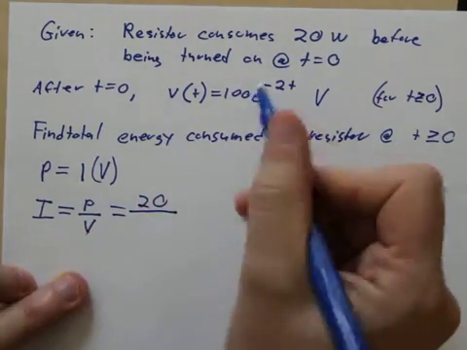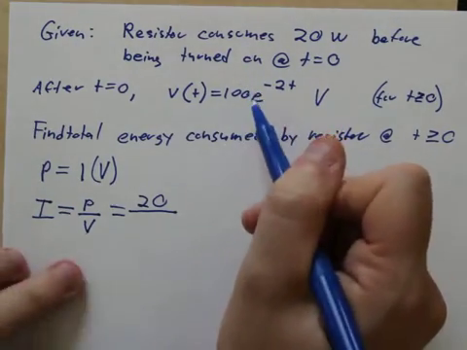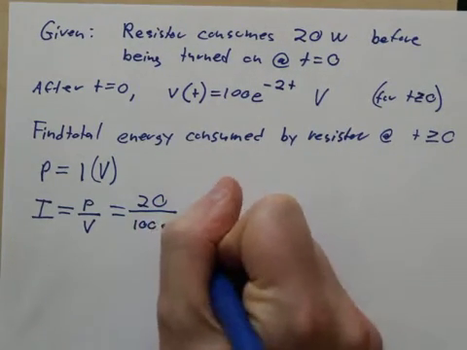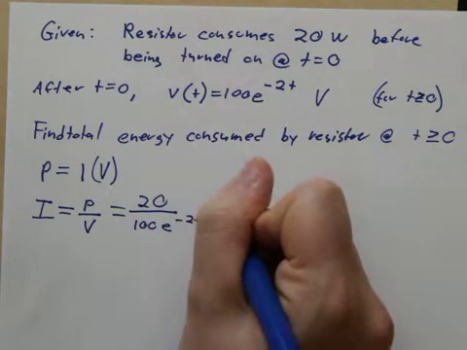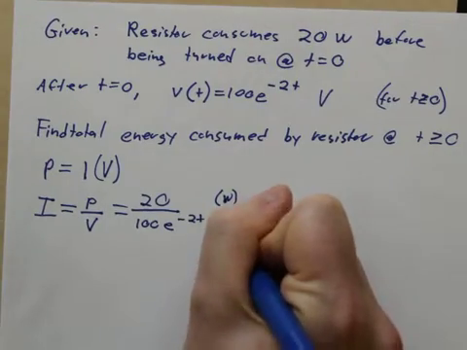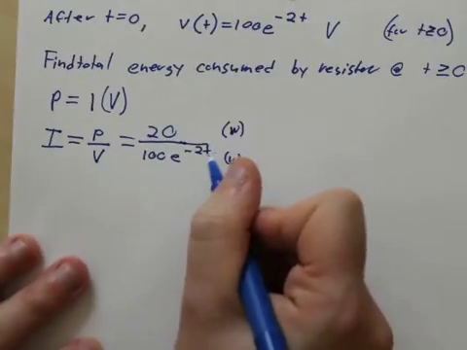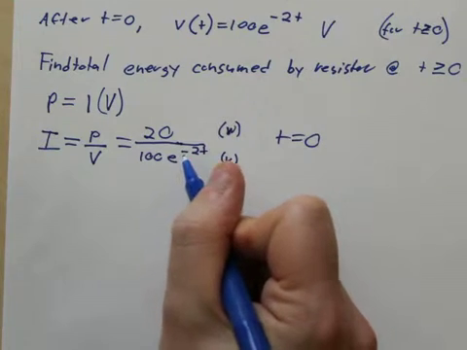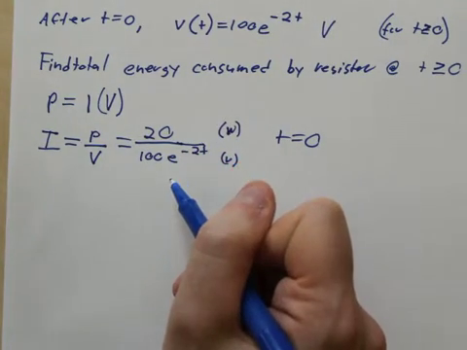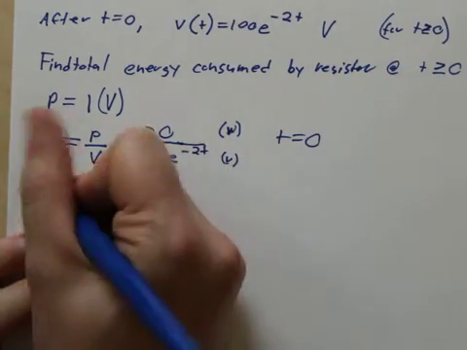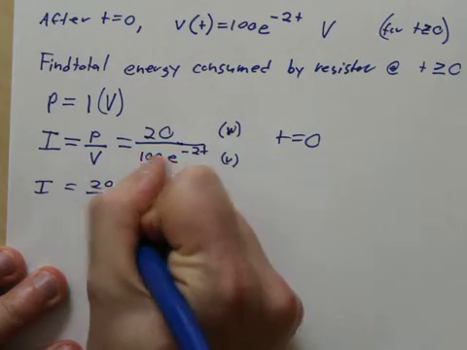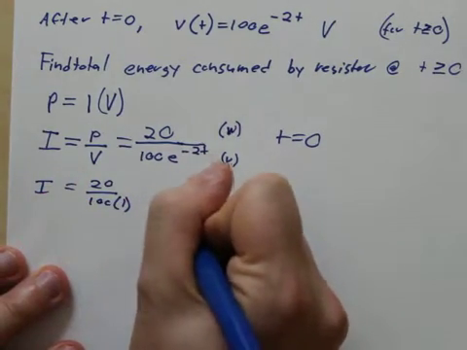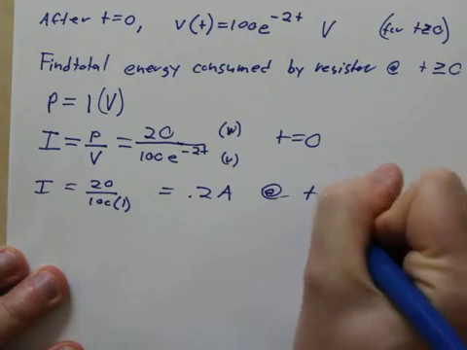And then for our voltage, we've got this interesting function. So we're going to plug this function in here, 100 e^(-2t). Remember, this one is in watts, and this one is in volts. So this is the general form. If we're looking at t equals 0, we can plug t equals 0 into this, and that's e to the negative 2 times 0, so e to the 0, which is 1. So at t equals 0, we get I equals 20 over 100 times 1. Remember, the unit for I is amps, so that's going to equal 0.2 amps at t equals 0.